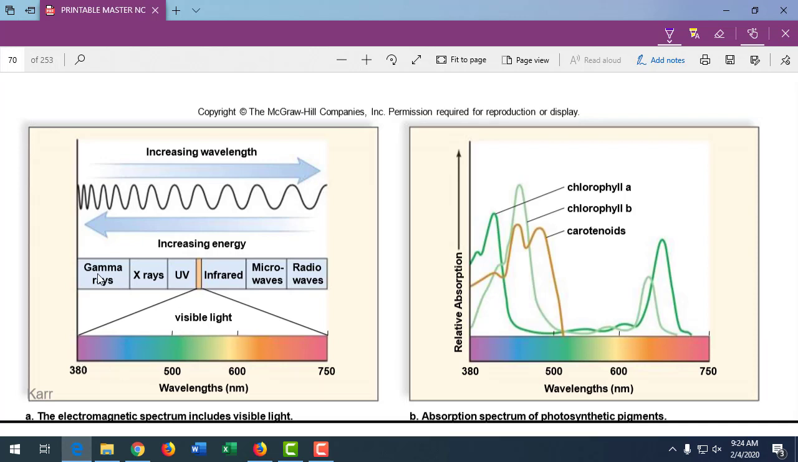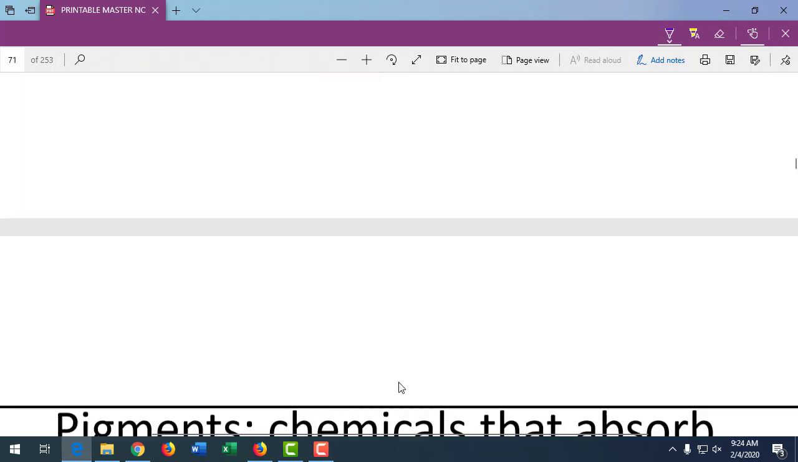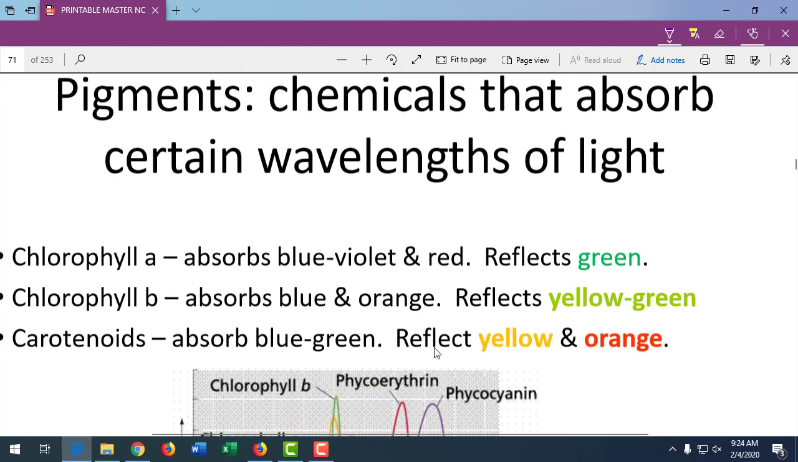So here's visible light. This is just the electromagnetic spectrum. Gamma rays contain a lot of energy. These are dangerous, right? That damages tissues, body tissues. And then we have X-rays, UV light, infrared, microwaves, radio waves. So photosynthesis uses the blue and red portion of the light spectrum and reflects green.